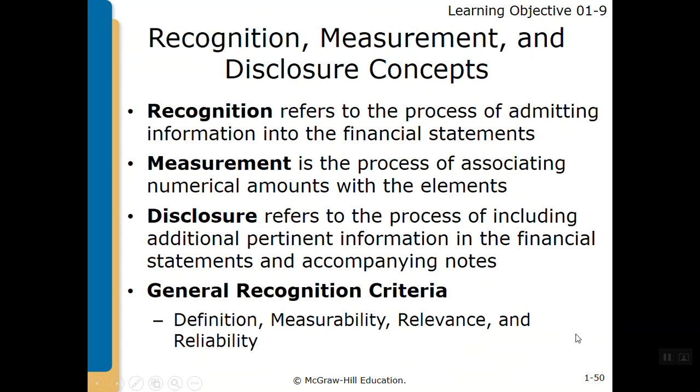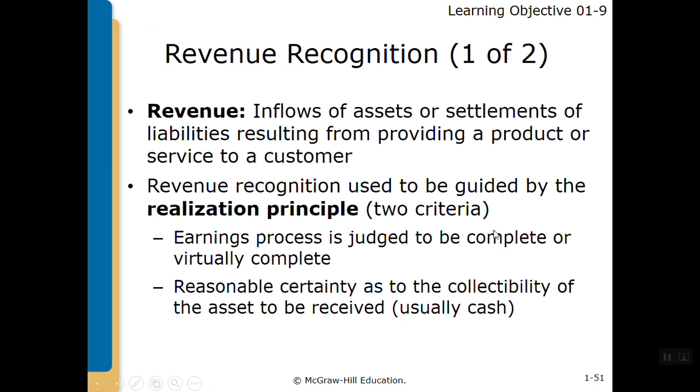And for us to recognize something, the criteria has to be that it has to be a defined component or element of the financial statements. In other words, is it an asset? Is it an expense? What is it? It has to be defined as some element. It has to be measurable. If we can't measure it, we can't recognize it. It should be relevant, and the information that we use to report it should be reliable.